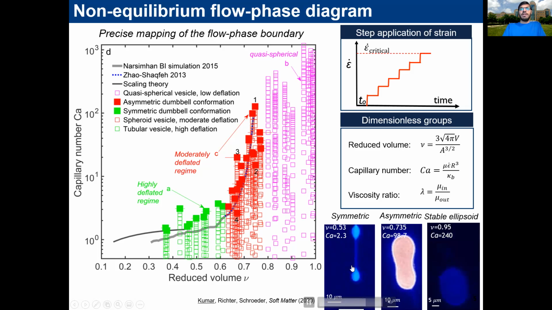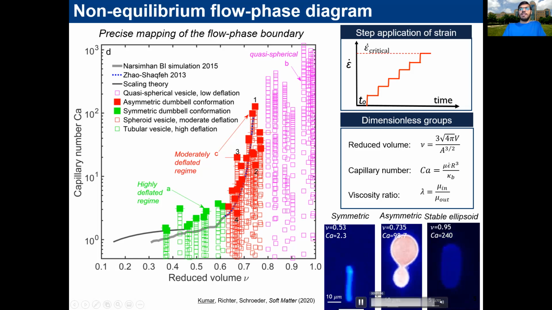This is consistent with prior literature, and then we use that information to plot it in the form of a phase diagram. So in this phase diagram, these filled green squares represent the value of the capillary number at which the vesicle changed its shape from initial tubular shape to a symmetric dumbbell shape. And the open green squares represent the values of the flow rate at which we checked for the shape change, but the vesicle did not undergo a shape change.